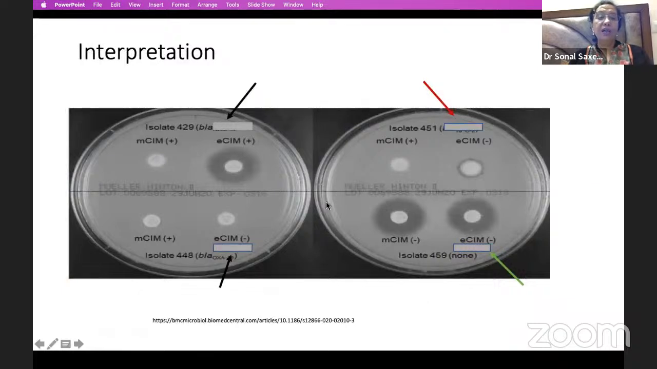So this is how the isolates will look. This is how it will look when you're looking at eCIM. There will be no zone. All right, so let's go to the other one.